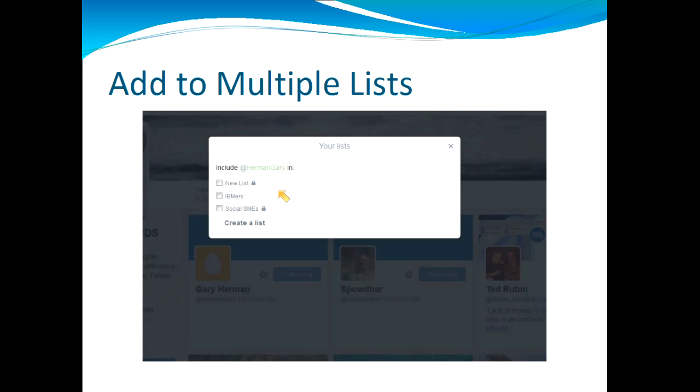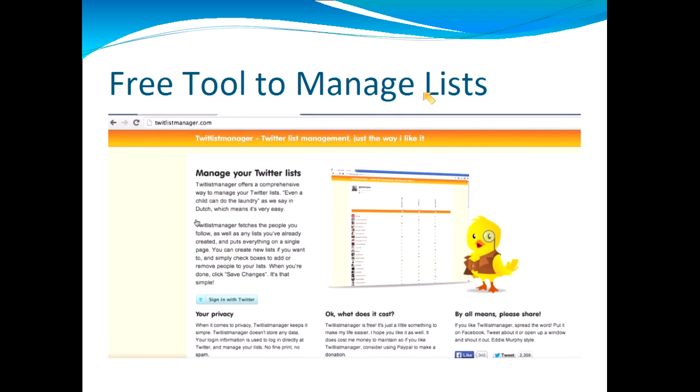Once you click add or remove to the list, it pulls up all the lists available that you can add this gentleman to. You can select all three. You can select just one. Or you can create a new list if you're going through that and say, you know what, I want to put Gary into a brand new list for East Coast social media experts, and then create that list, put Gary into it, and now you're off and running.